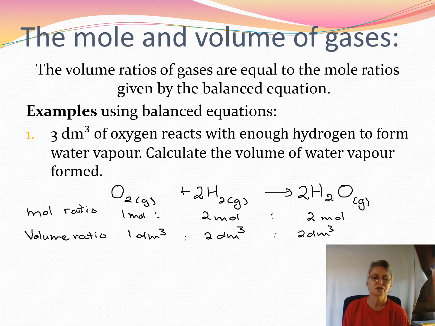Now we get to the question. They say you started off with 3 cubic decimeters of oxygen. So how much of the hydrogen is needed? Double the 3 and you get 6 cubic decimeters. How much of the water will be formed? It will be the same as the volume of hydrogen that was used, 6 cubic decimeters. So calculate the volume of water formed, and this is our answer.